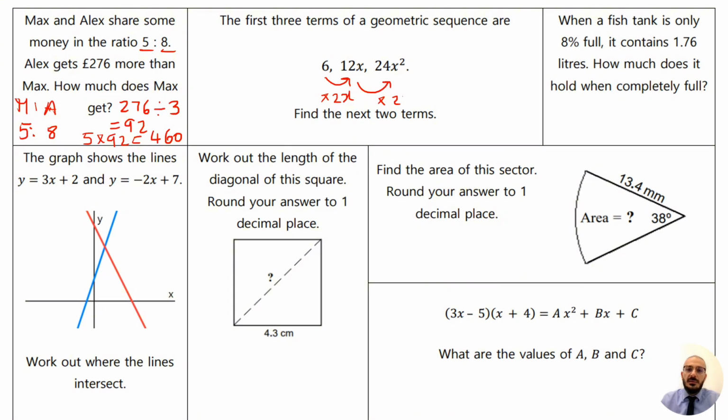This is x, by the way. Now, the next term is going to be multiplied with 2x again. 24 times 2x is going to give you 48x cubed. And 48x cubed times 2x is going to be 96x to the power of 4.